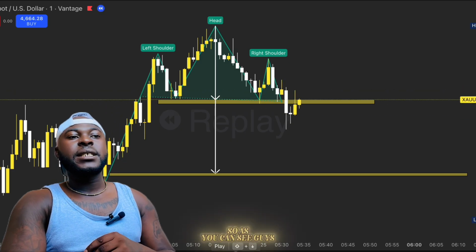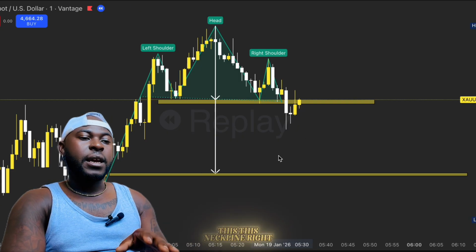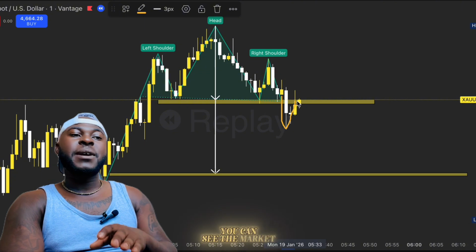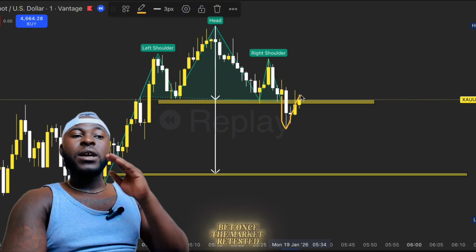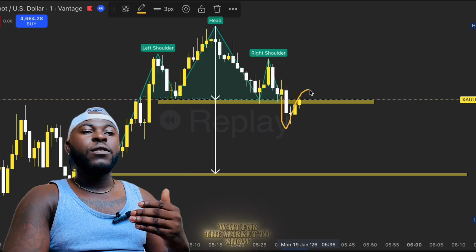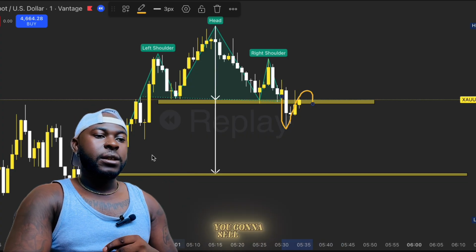Boom. So as you can see, guys, the market has literally broken this neckline, right? Once the market breaks the neckline, what we're gonna do, you can see the market went up and retested. But once the market retests, you don't have to actually sell immediately. Wait for the market to show you that it's now going down, and that's when you're gonna sell. You understand?